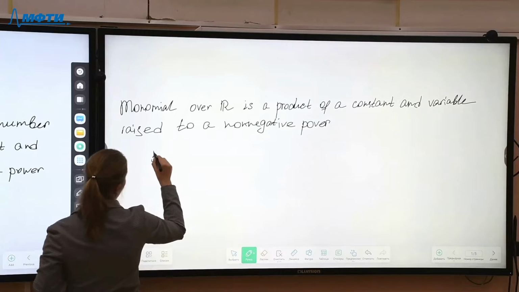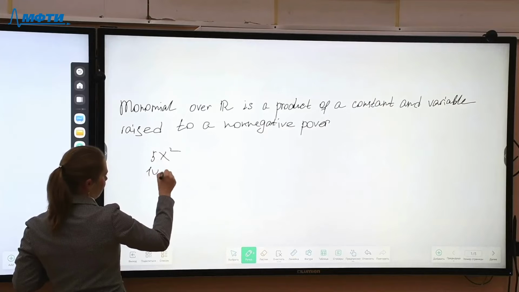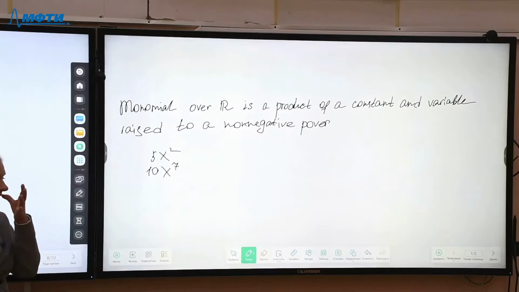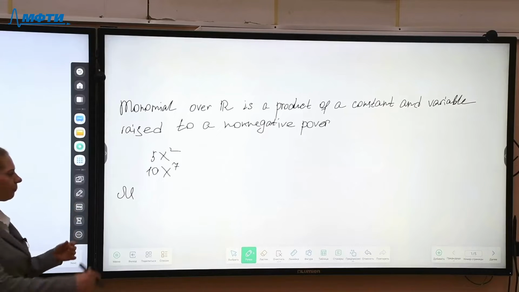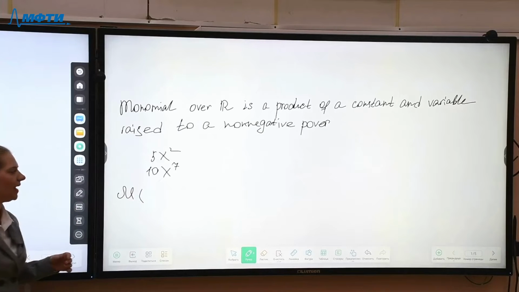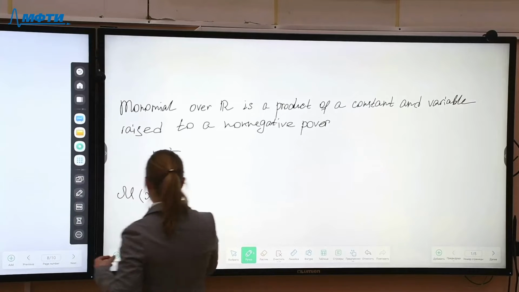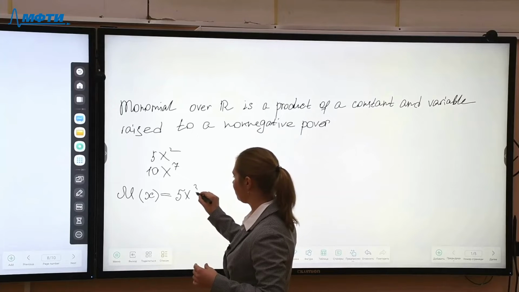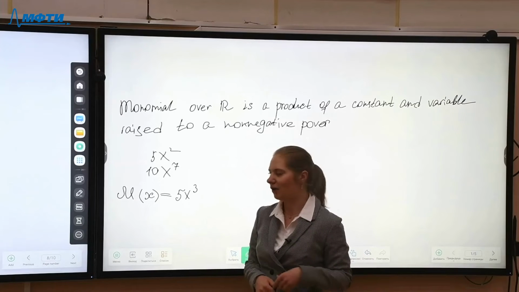For example, 5x squared or 10x to the power of 7 and so on. And if you want to give a name to our polynomial, we need to give this name. For example, this is m. And then we need to place our variable inside brackets. So we can say that m of x, for instance, is 5x cubed. And this power is the degree of our monomial.